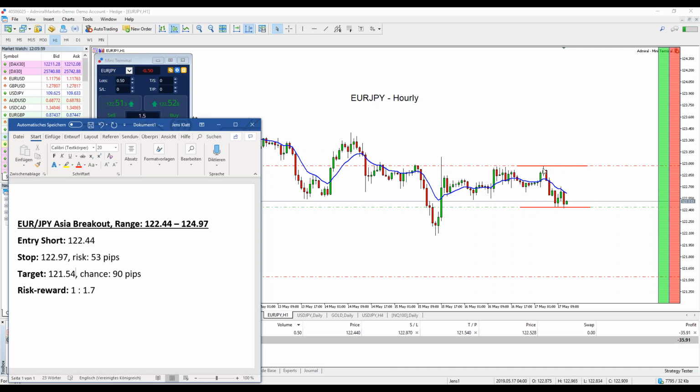We placed our stop here at the high of this range, which is at 122.97. So we have a risk of 53 pips. And then once we are triggered on the downside, which happened around 10 to 15 minutes before, we are entering short, and we work with the predefined take profit level on the downside.